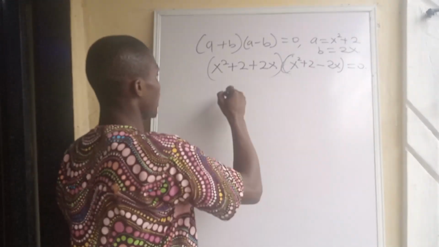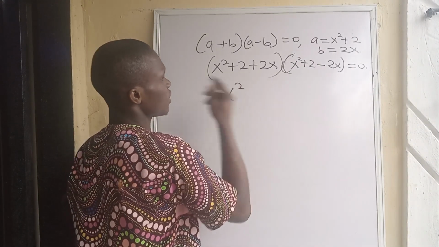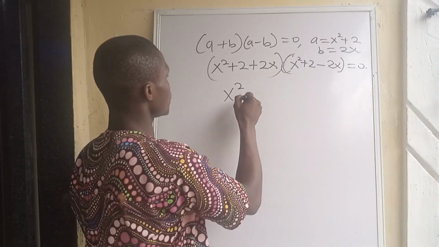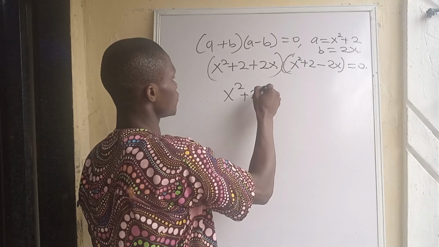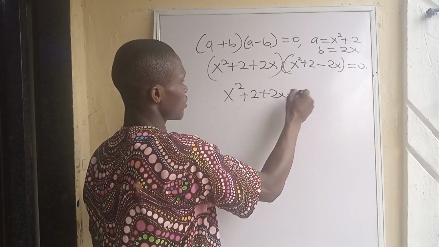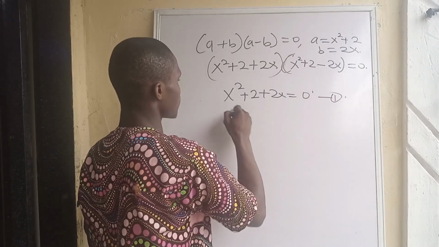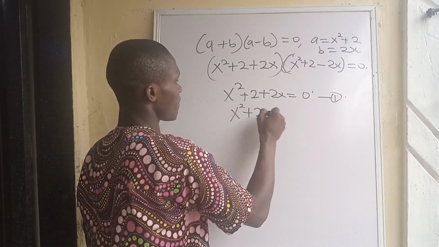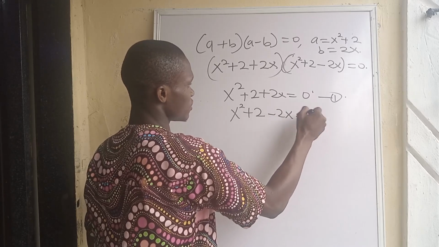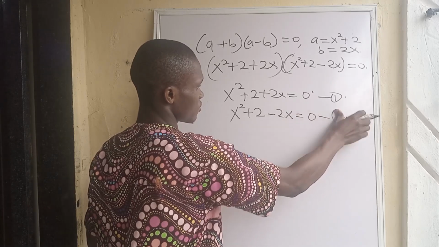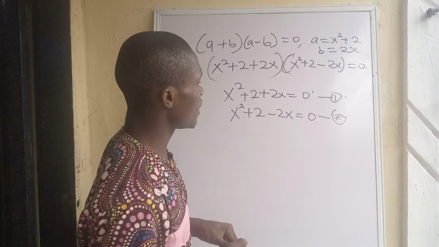So I'm going to say x to the power of 2 plus 2 plus 2x equals 0. I can call this one 1. Then I can say x to the power of 2 plus 2 minus 2x equals 0. Then I can call this one 2.